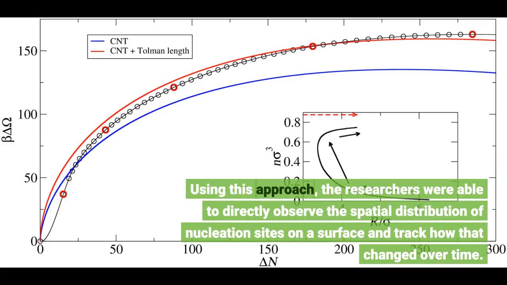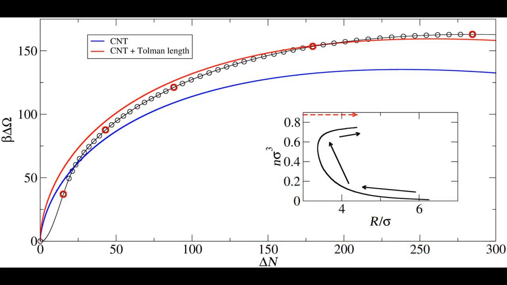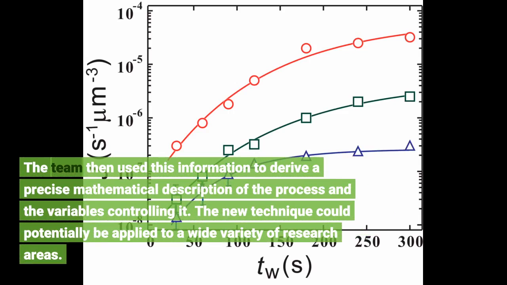Using this approach, the researchers were able to directly observe the spatial distribution of nucleation sites on a surface and track how that changed over time. The team then used this information to derive a precise mathematical description of the process and the variables controlling it. The new technique could potentially be applied to a wide variety of research areas.